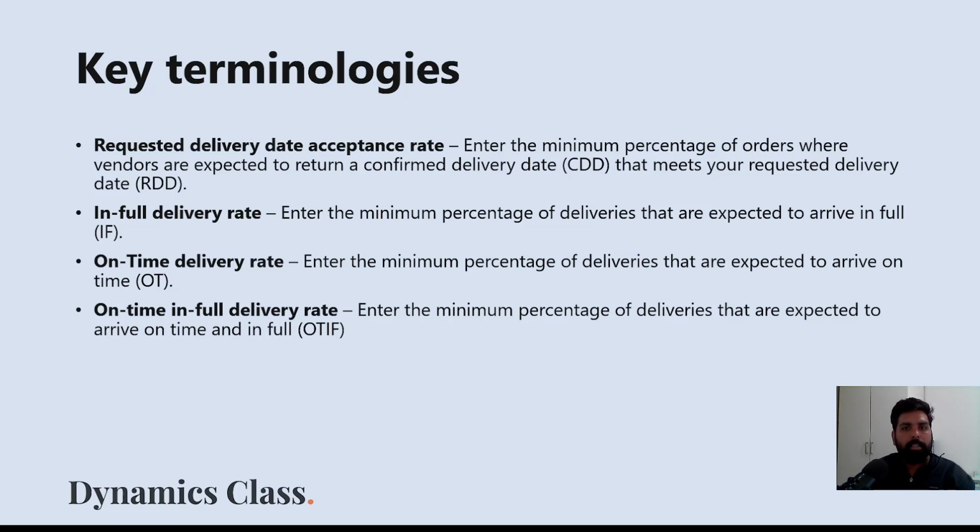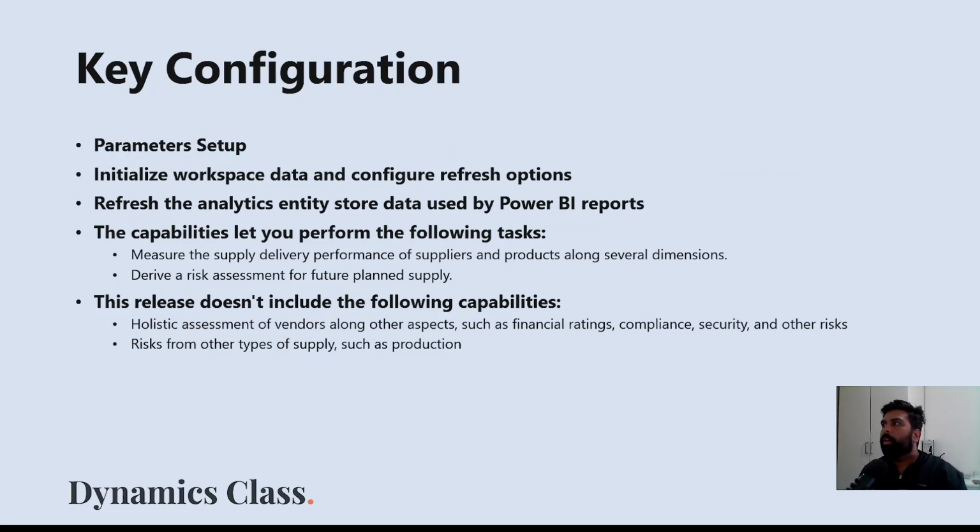So first thing is the CDD based on the requested delivery rate, which is RDD, IF is the in full delivery rate, OT is the on time delivery rate, and then we have OTIF, which is a combination of IF and OT. These are based on these parameters only. The system is going to derive our dashboards and the workspaces and the Power BI reports which we have in the system. Okay, so now what key configurations we need to do?